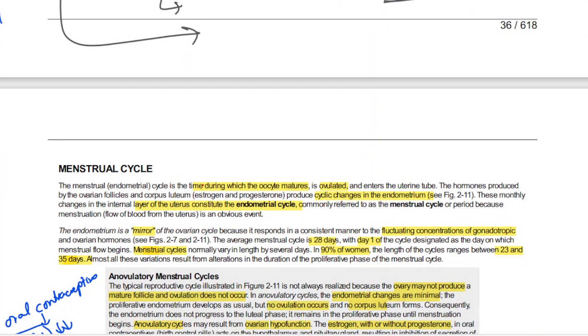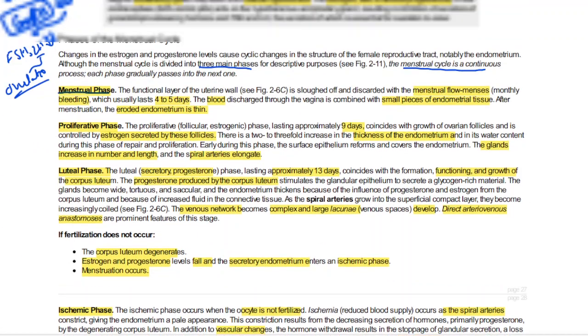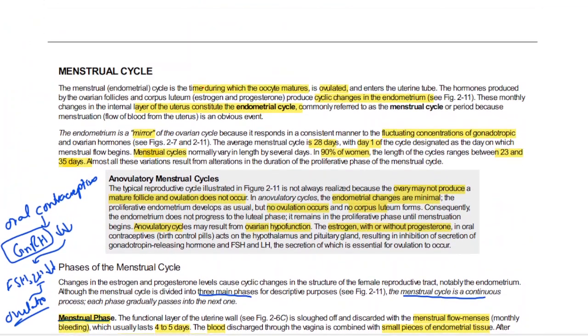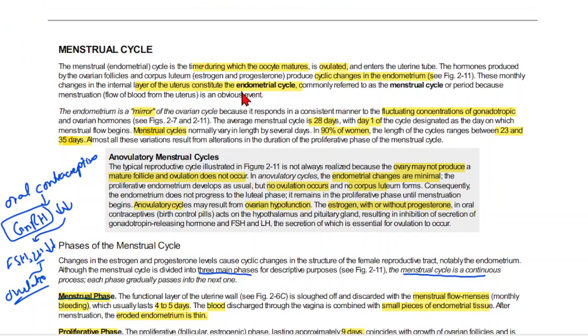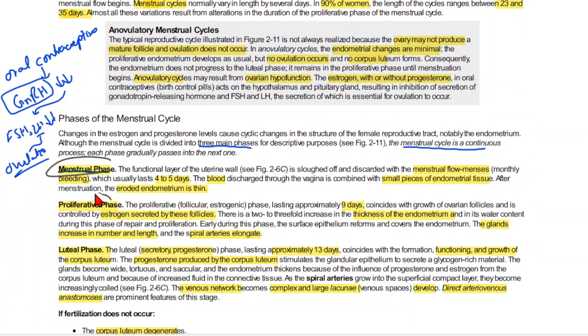Okay, now we will talk about the menstrual cycle, again, what the menstrual cycle is. After that we will go on to the transport of gametes. Menstrual I have already discussed, but now the endometrial cycle. First of all, there is the menstrual phase, proliferative phase, and luteal phase. Menstrual flow lasts 4 to 5 days. The blood discharges to the vagina combined with small pieces of endometrial tissue from the eroded endometrium.